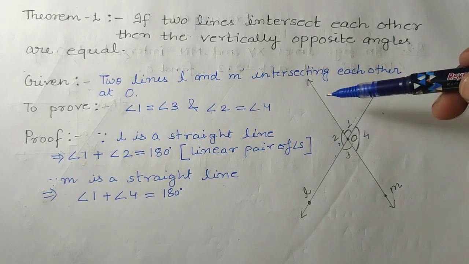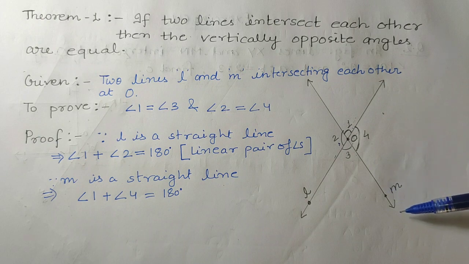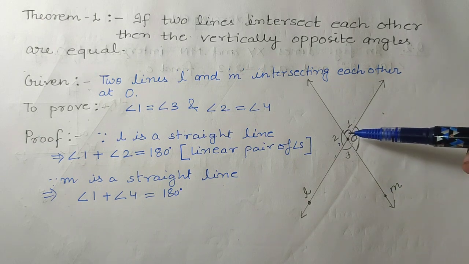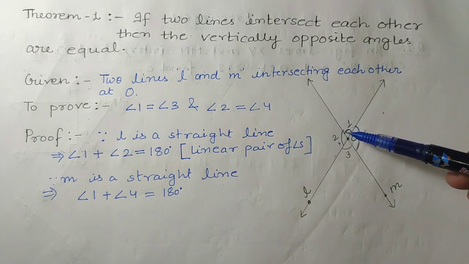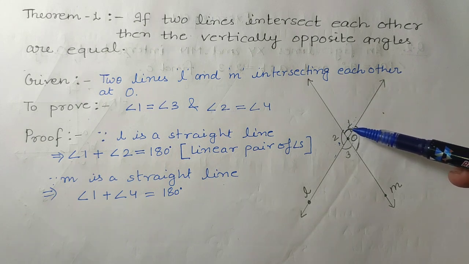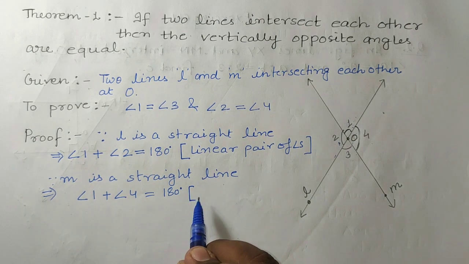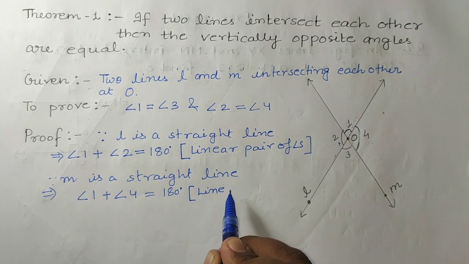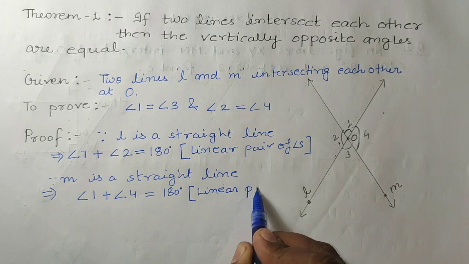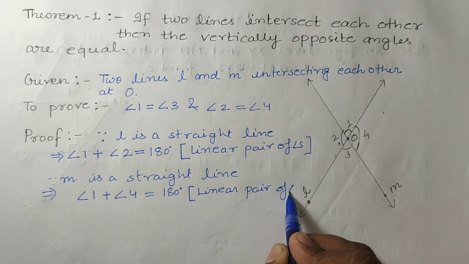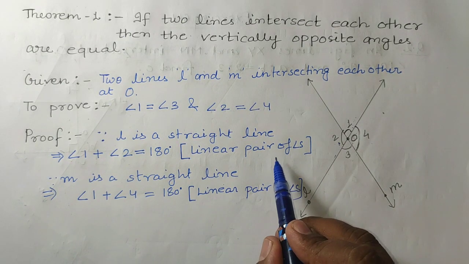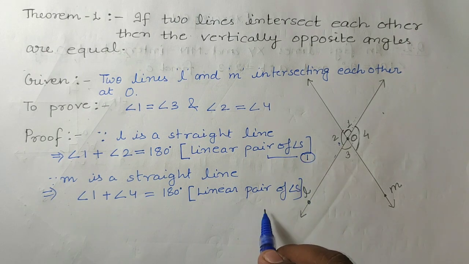See students, this M is a straight line, right? So what we have studied is that on a straight line if two adjacent angles are there, then their sum will be 180 degree, like this. So here also the reason is linear pair of angles. Suppose this is your equation number 1 and this is your equation number 2.